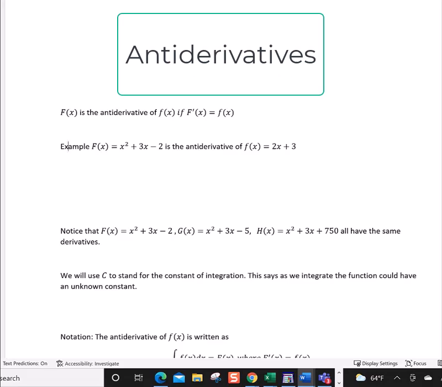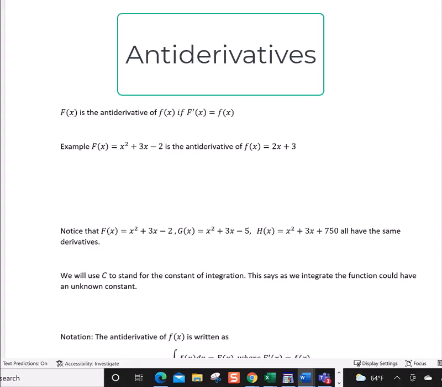Everybody, today we're starting antiderivatives. So let's start with, what is that? What is our definition? So capital F of x is the antiderivative of a lowercase f of x if when I take the derivative of the capital F of x, I get the lowercase f of x.